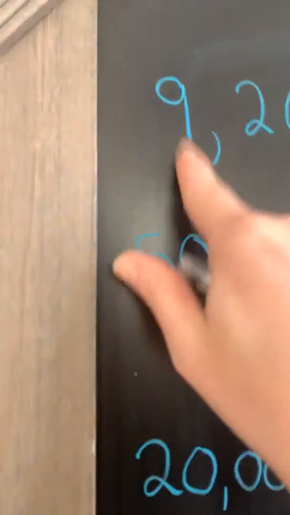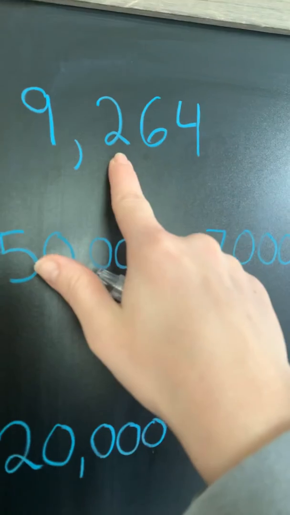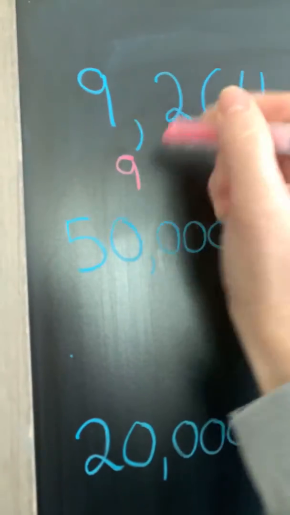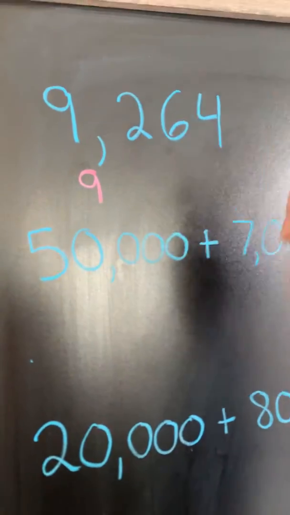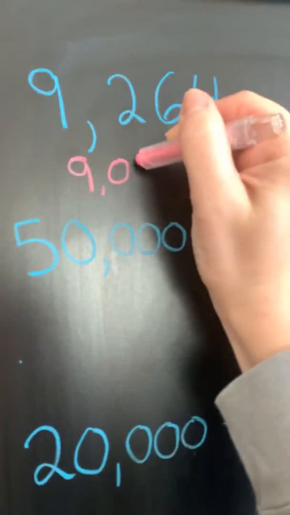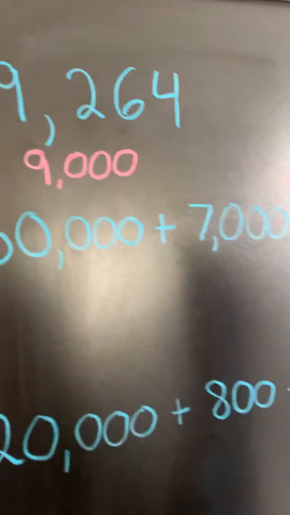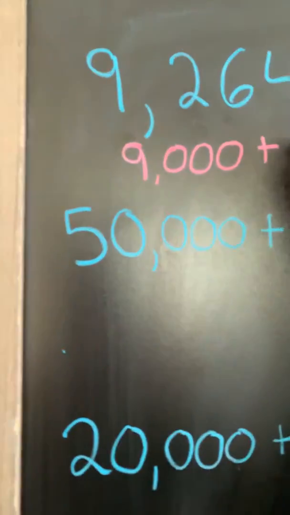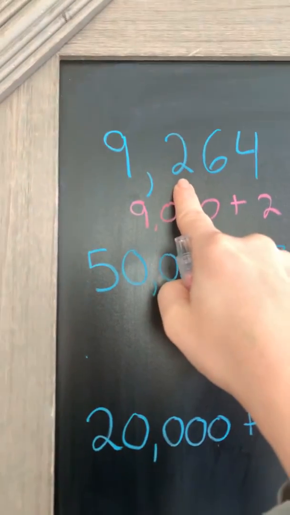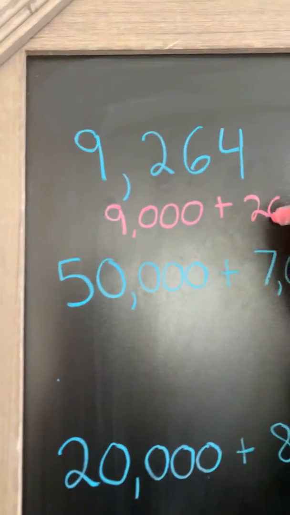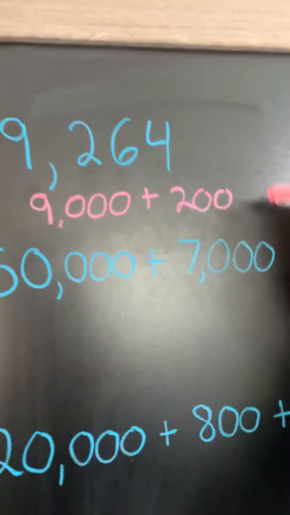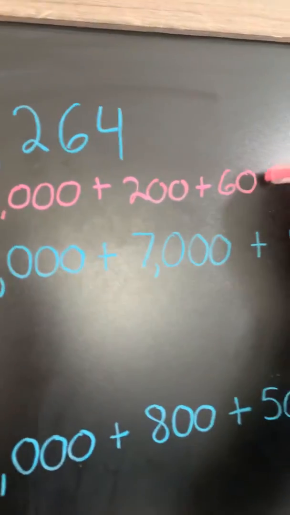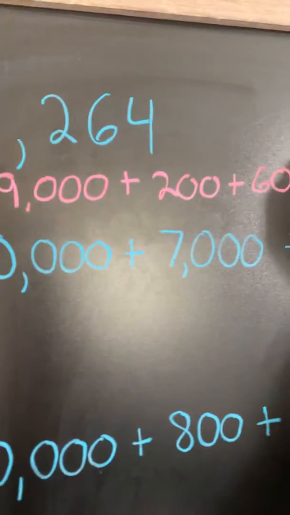So we have 9,264. I'm going to take my first digit, 9. There's 1, 2, 3 digits behind it, so I need 1, 2, 3 zeros behind it, plus the value of the hundreds place. 2 in the hundreds is 200, 1, 2 zeros, plus 60, plus the last digit 4.